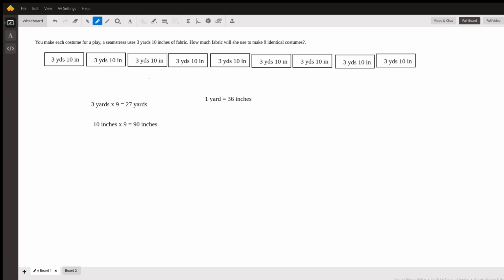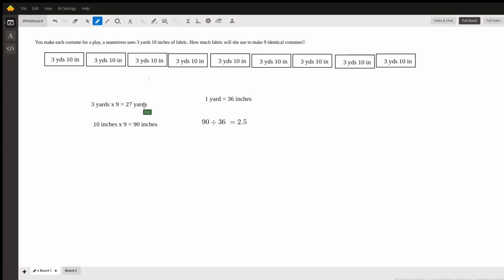Okay, so I am going to do 90 divided by 36, which is going to give me 2.5. Okay, so I know that this is going to be 2.5 yards.